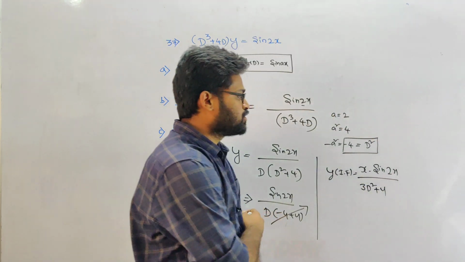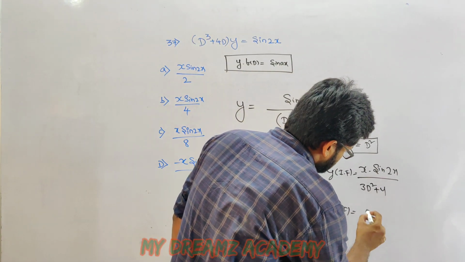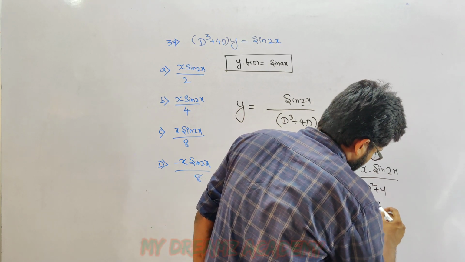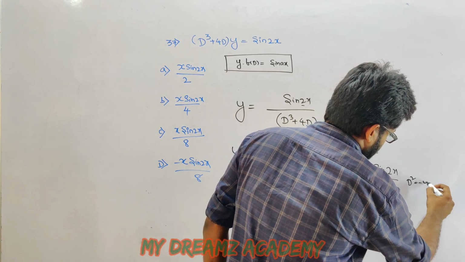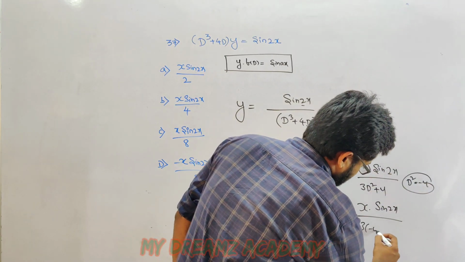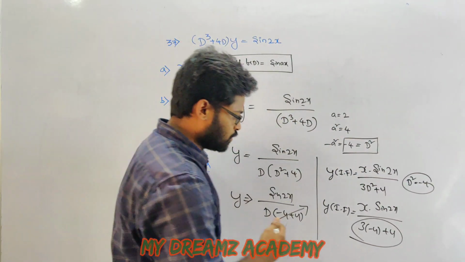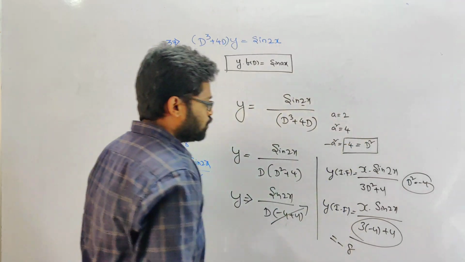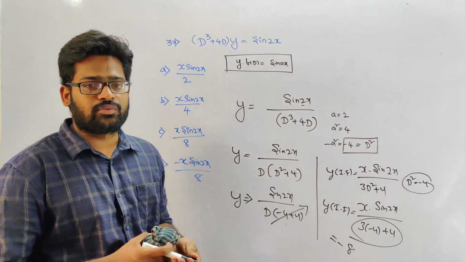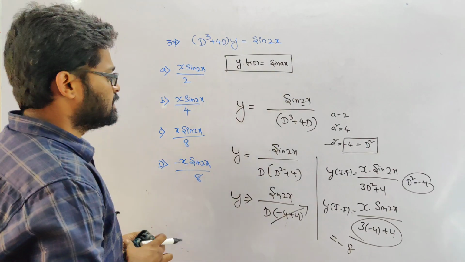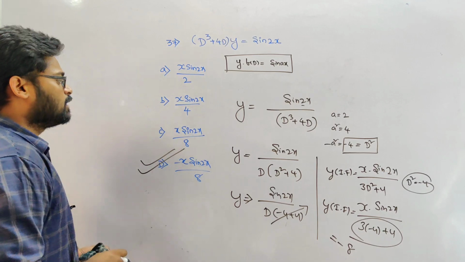We need to substitute d square is equals to minus 4, that is y particular integral is x into sin 2x divided by, substitute d square is equals to minus 4, 3 into minus 4 plus 4, it is giving minus 12 plus 4, that is minus 8. The solution of d cube plus 4d into y is equals to sin 2x is giving minus x sin 2x by 8. Option D is correct. Okay.